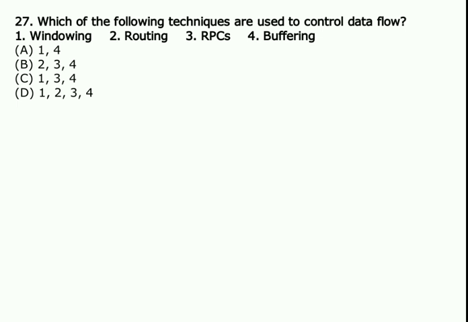Next, which of the following techniques are used to control data flow? Windowing, routing, RPCs, buffering. So which of the techniques are we using to control the data flow? Okay. Normally we will take each option one by one here. So the first one is windowing.